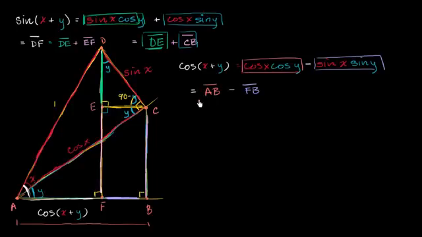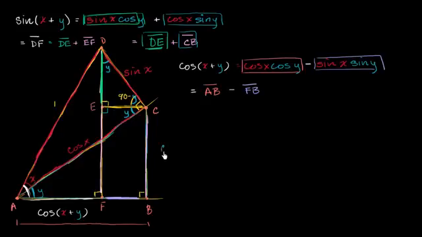So let's think about what these things actually are. What is AB? So let's look at right triangle ACB. We know from the previous video that since triangle ADC has a hypotenuse of 1, this length is 1, that AC is cosine of x. And so what is AB? Well, think about it. AB is adjacent to the angle that has measure y.